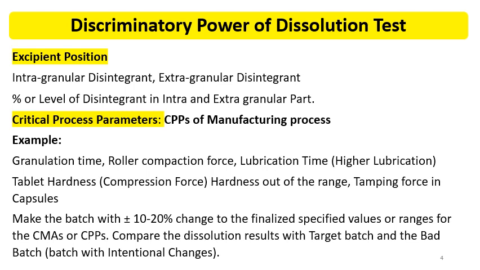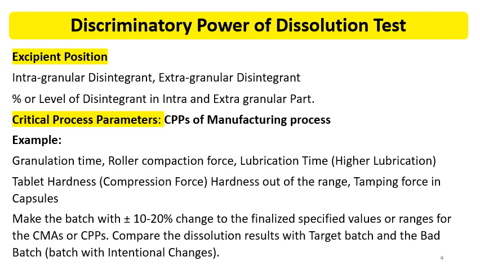Then coming to the critical process parameters. These are the parameters which affect the CQAs. So CPPs of the manufacturing process can be varied. Granulation time for wet granulation or top spray granulation. Roller compaction force for the roller compaction process. Lubrication time. Higher lubrication time may give you hydrophobic granules, and that's why it may have an impact on the compression, the DT and dissolution.